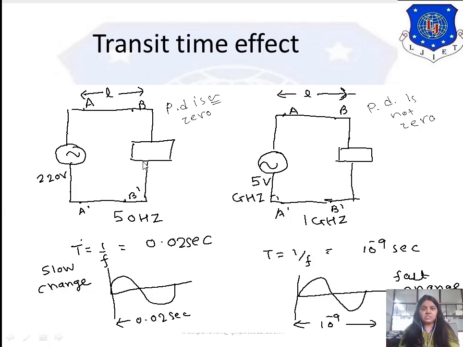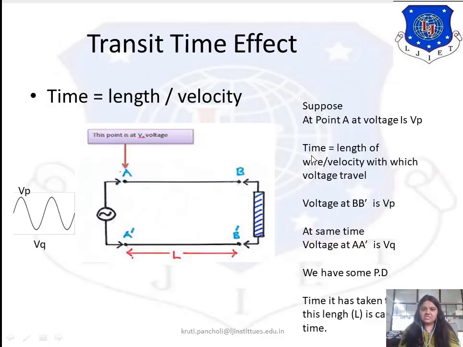So low frequency means slow change. There is no voltage change over here, and on this line the voltage value is the same, so the potential difference is 0. So at low frequency we do not see the transit time effect. But for high frequency, we will see the transit time effect. So what is the transit time effect?